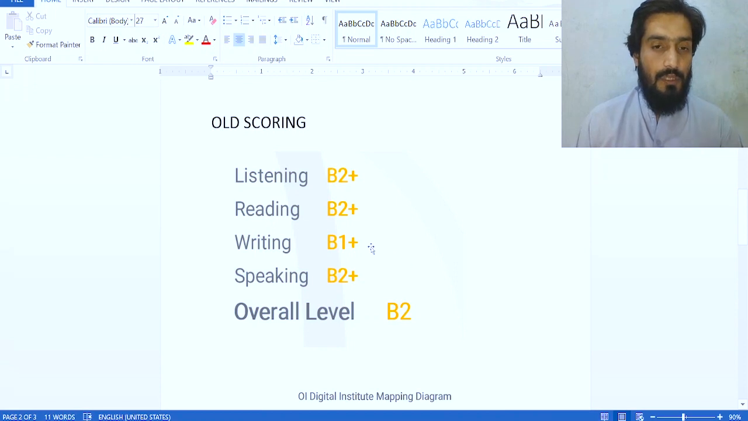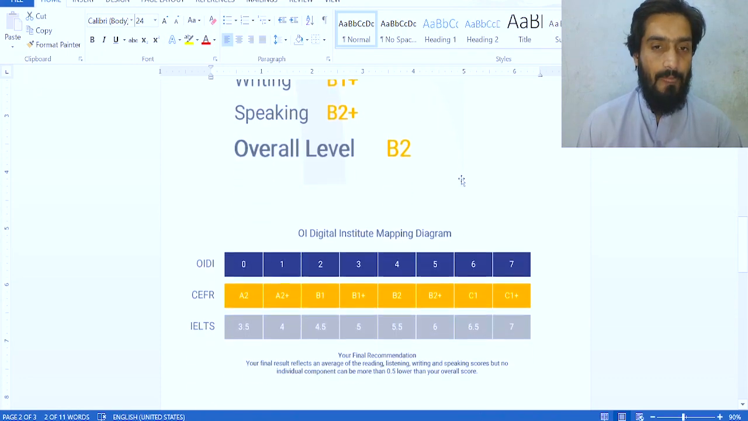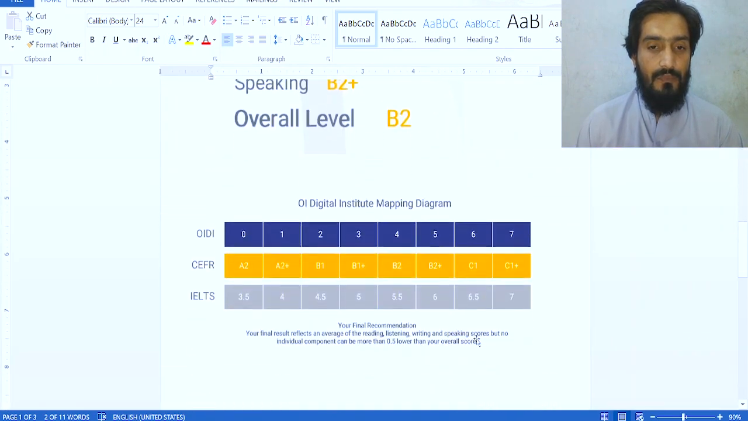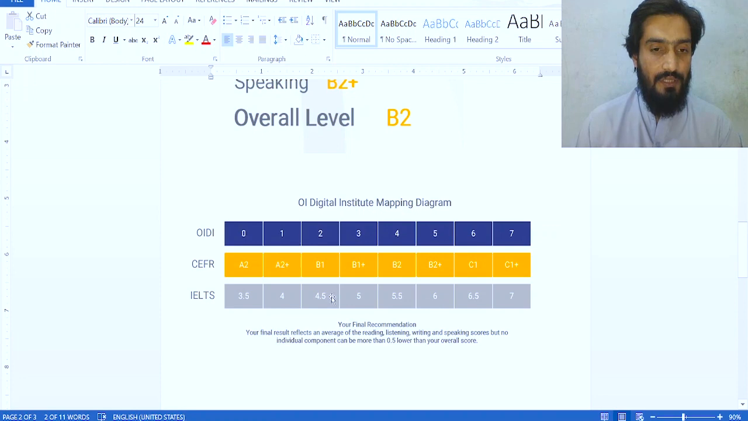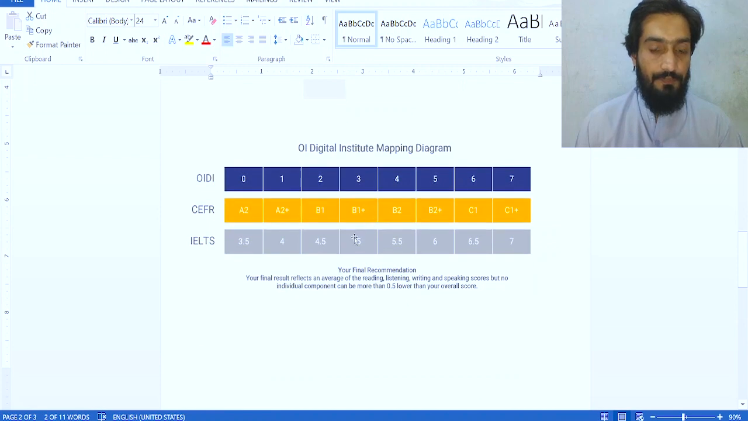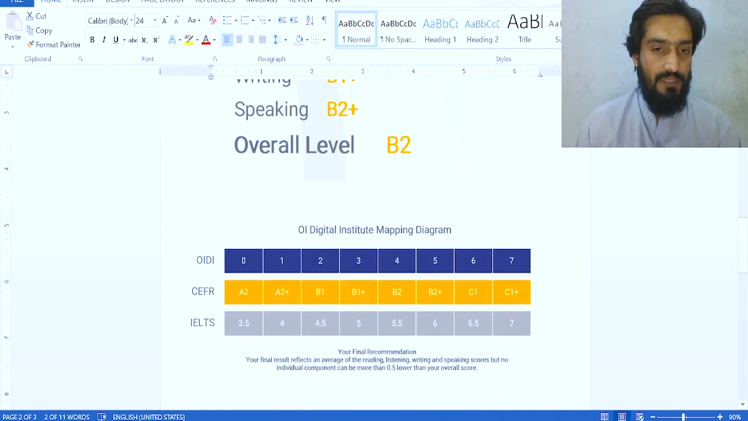One month before, you would get to see this kind of result. This is the result; I've taken the screenshot. B2 plus, B2 plus, B1 plus, B2 plus, and the overall B2. This was the old scoring criteria. B2 plus was equal to 6 band in IELTS, B1 plus was equal to 5 band in IELTS, and B2, which this person has taken as an overall score, was equal to 5.5.